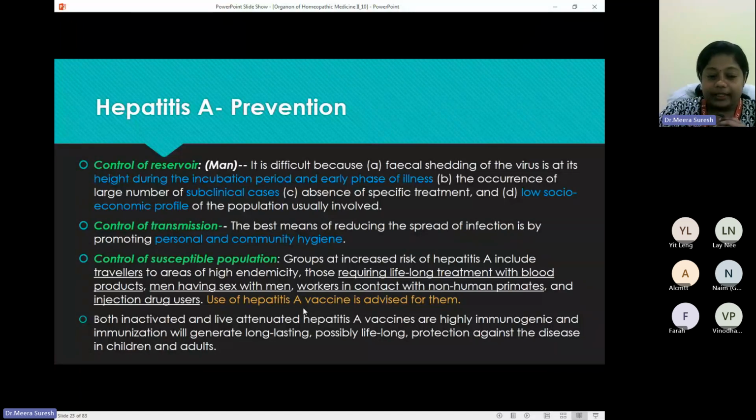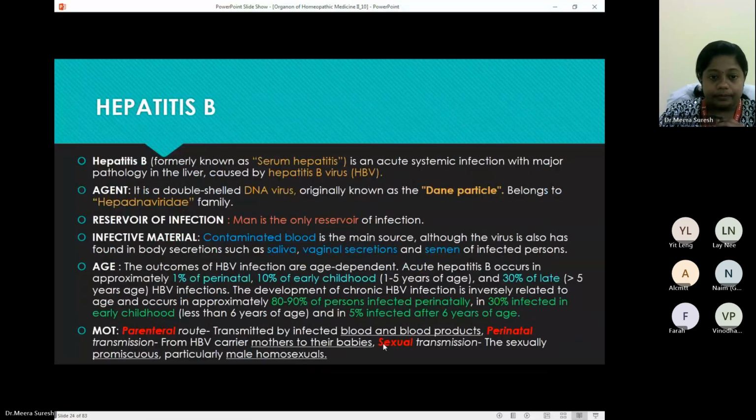So, both inactivated and live attenuated hepatitis A vaccines are available, and they give protection that is generally long lasting, lifelong, in both children and adults. But hepatitis A is not mandatory, not in the national immunization schedule, but hepatitis B is. So the second variety is hepatitis B.